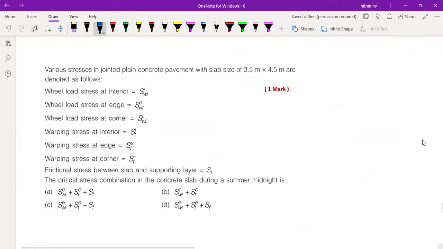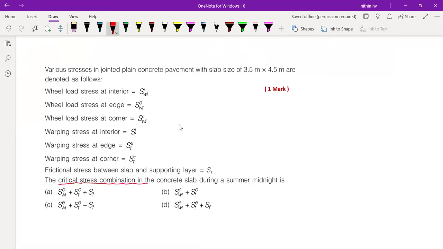This question is also from the highway engineering chapter. It's a direct theory question. That's why they have given just 1 mark. Okay, so let's read the data first of all. The question is finally what they are asking is the stress combination. How will be the stress combination?